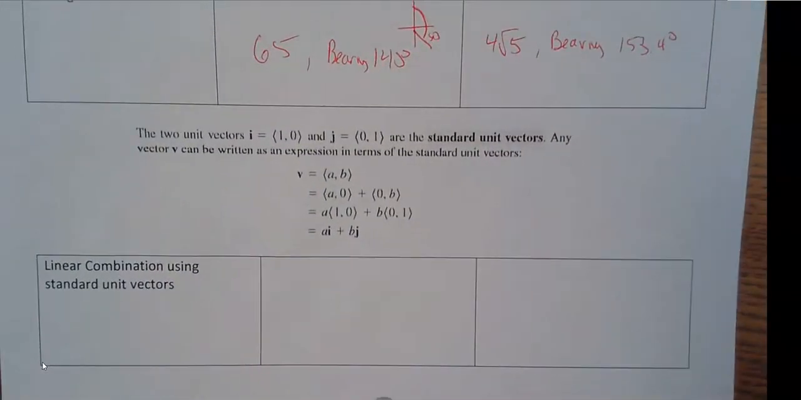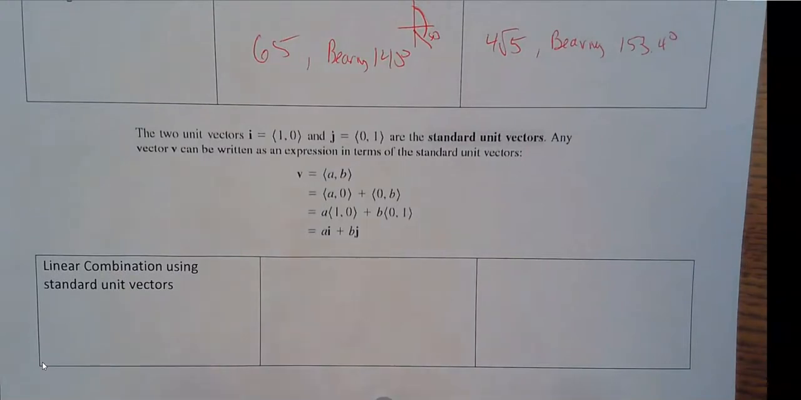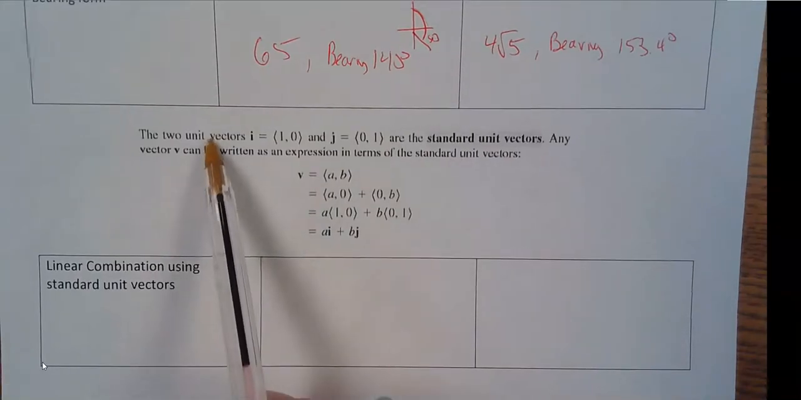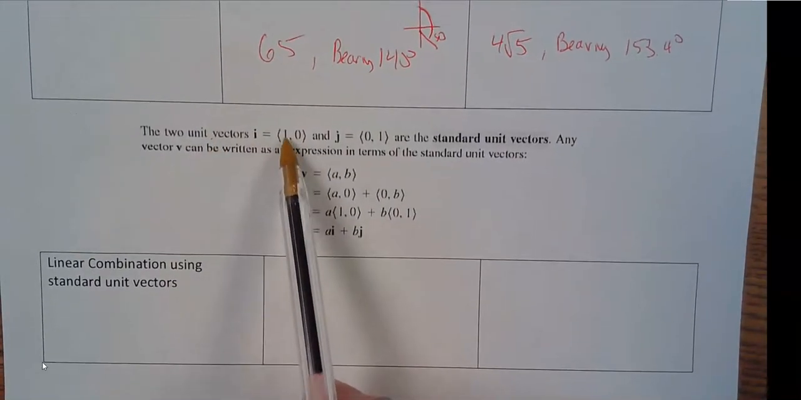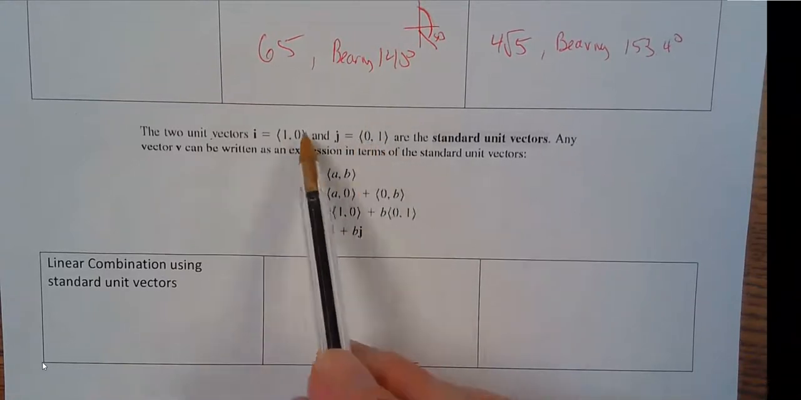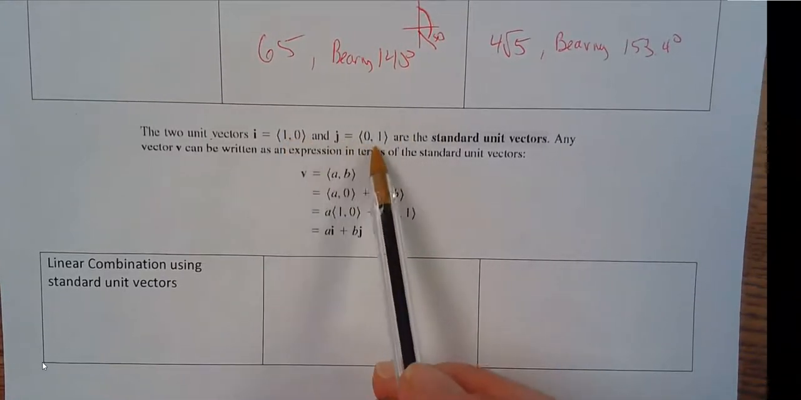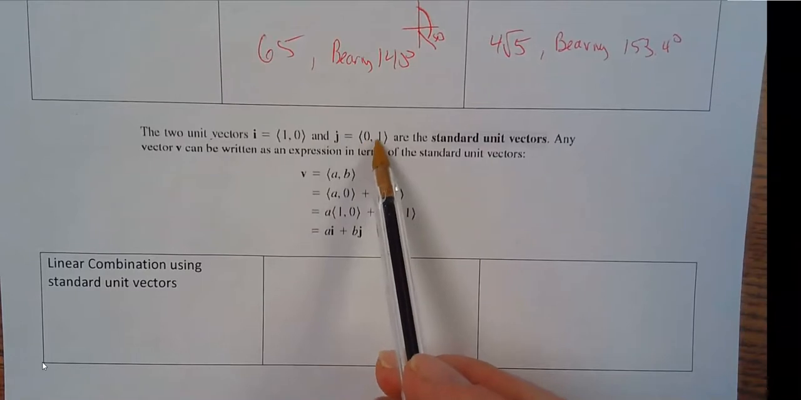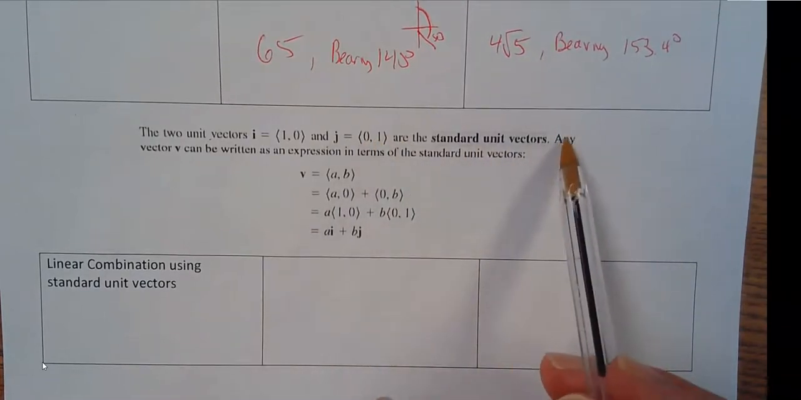Now the bottom thing here, this is kind of confusing. We'll get more into it because this applies to a future unit or future day. But it talks about the unit vector. So let i be the unit vector 1, 0, which means go right 1. And j be the unit vector 0, 1, which means go up 1. So there are standard unit vectors.